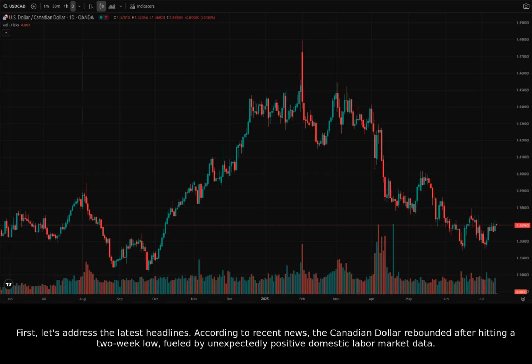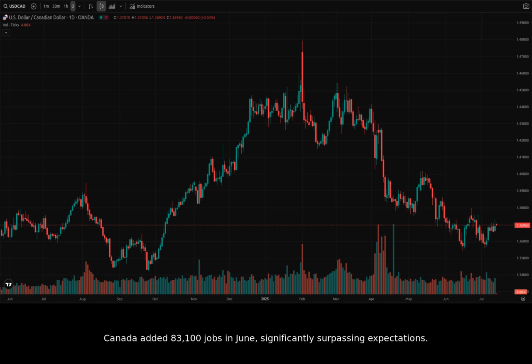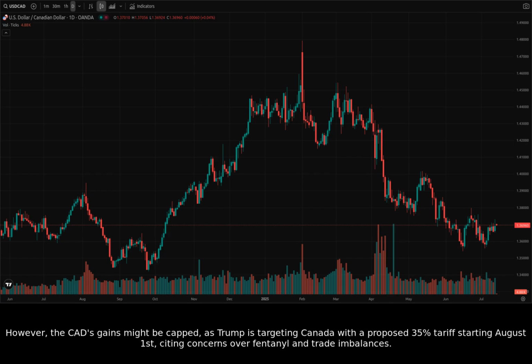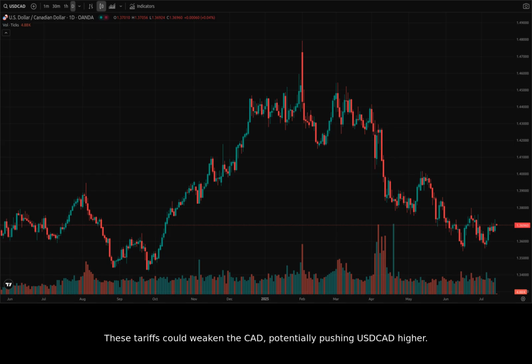According to recent news, the Canadian dollar rebounded after hitting a two-week low, fueled by unexpectedly positive domestic labor market data. Canada added 83,100 jobs in June, significantly surpassing expectations. However, the CAD's gains might be capped, as Trump is targeting Canada with a proposed 35% tariff starting August 1st, citing concerns over fentanyl and trade imbalances. These tariffs could weaken the CAD, potentially pushing USDCAD higher.